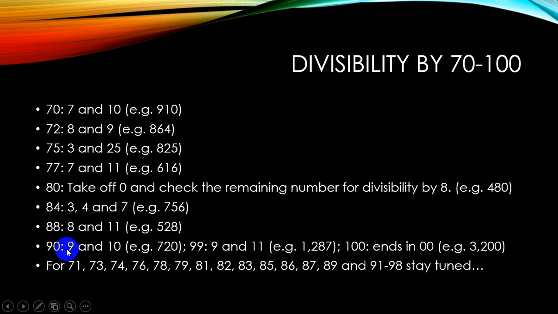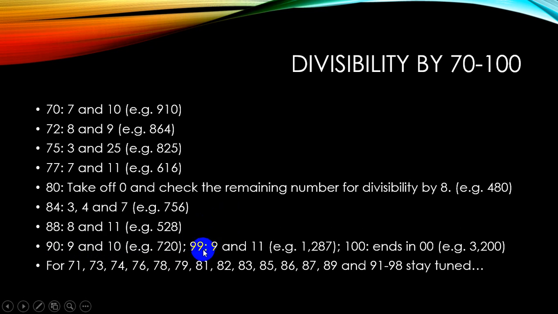And then for 90, it has to be divisible by 9 and 10. This one actually is pretty easy. So 720 has to end in a 0, obviously. And then 7 plus 2 is 9, so that's a multiple of 9, of course. So 720 is divisible by 90.